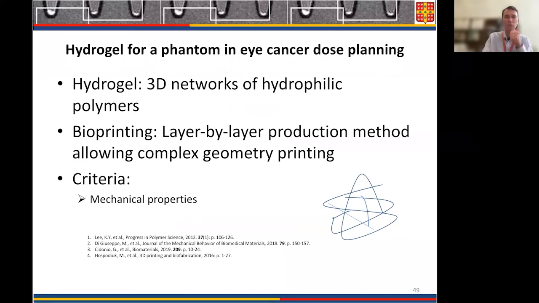types of applications. So the bioprinting of the hydrogel is a layer by layer production method that allows complex geometry printing. And we need to keep good mechanical properties and high cell proliferation. So we can keep the good mechanical properties by using alginate. This kind of polymer helps us to preserve a certain mechanical strength, and then cell proliferation by adding collagen.